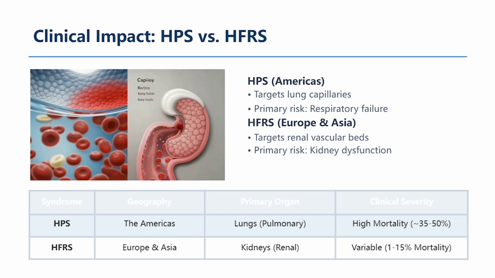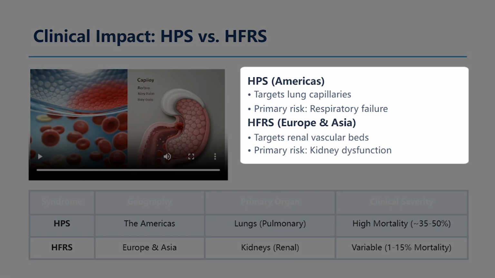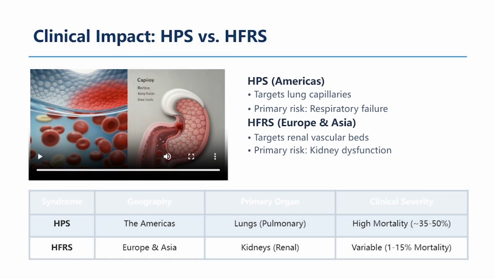As the video illustrated, Hantavirus pulmonary syndrome, or HPS, is the variant we primarily see here in the Americas. It specifically targets the lung capillaries, leading to rapid respiratory failure, which is why early detection is so critical.